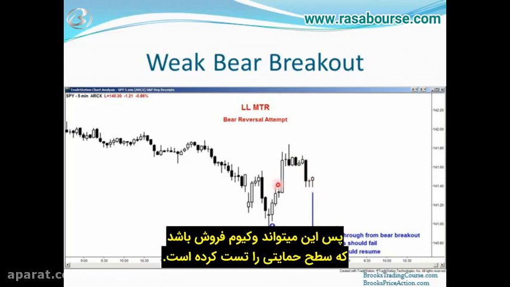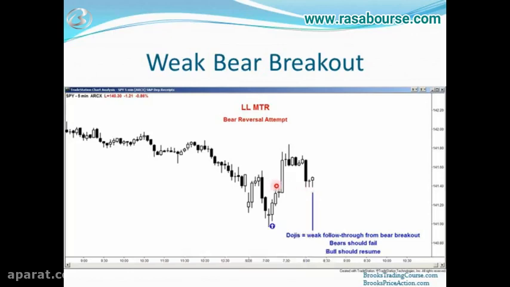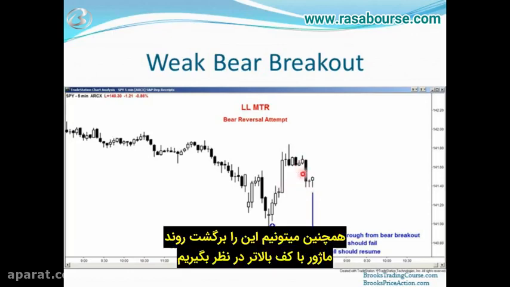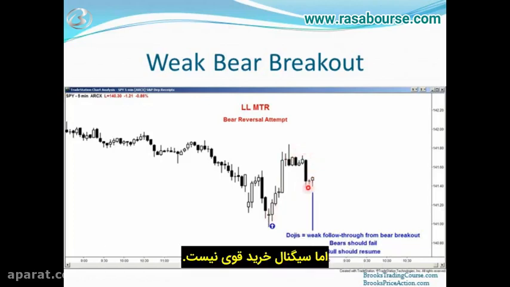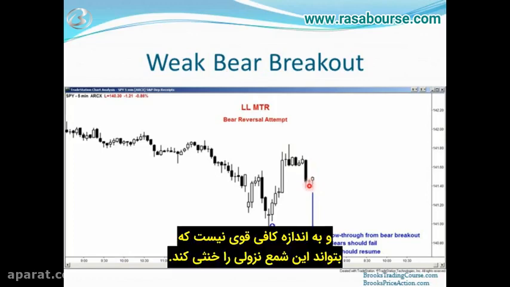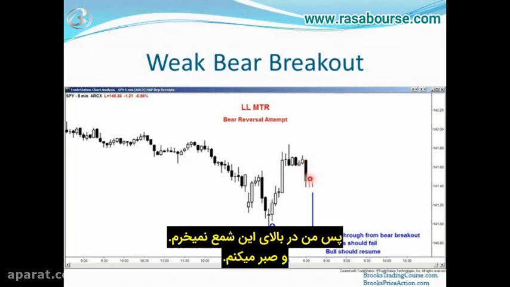So this could simply be a sell vacuum test of support, the bottom of a gap. And you could also argue that it's a higher low major trend reversal after the lower low major trend reversal. However, this is not a strong buy signal bar. It's certainly not strong enough to reverse the effect of this strong bear bar. So I personally would not buy above this bar. I would wait to buy.